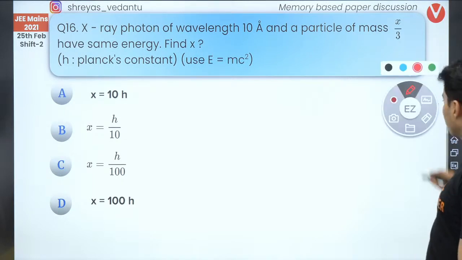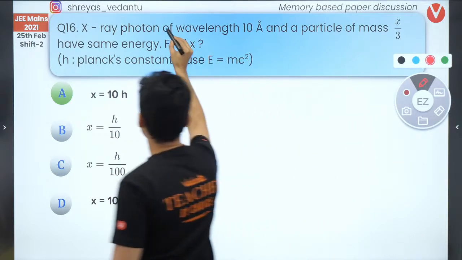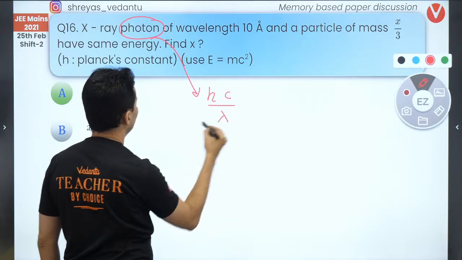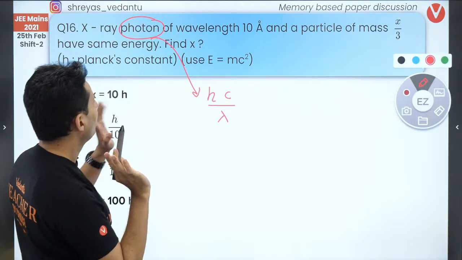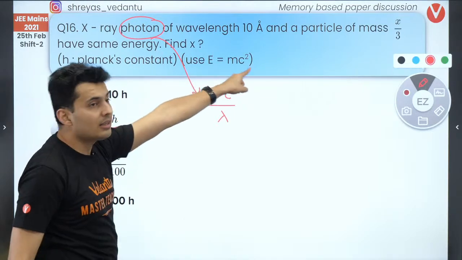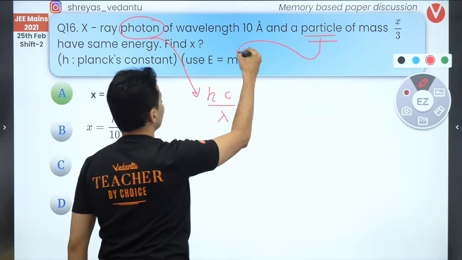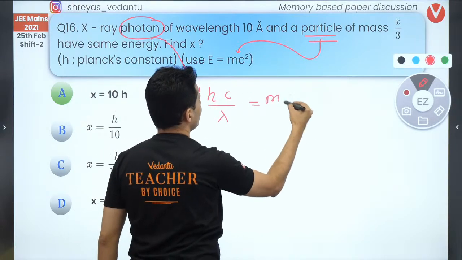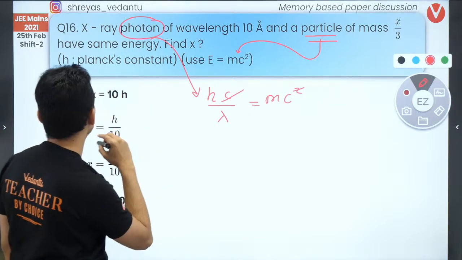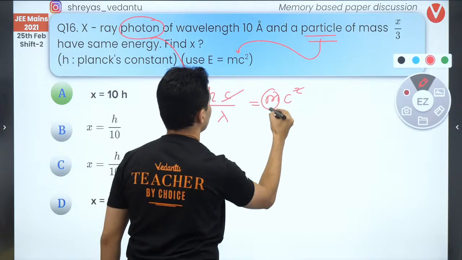So guys, X-ray photon. How much energy does it have? hc by lambda, correct? The particle of mass has some energy. Use E is equal to mc square. So that particle will have this much energy, which is mc square. One of the c goes off. And the question is, this mass is x by 3.